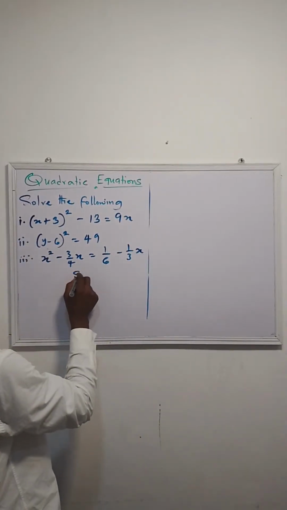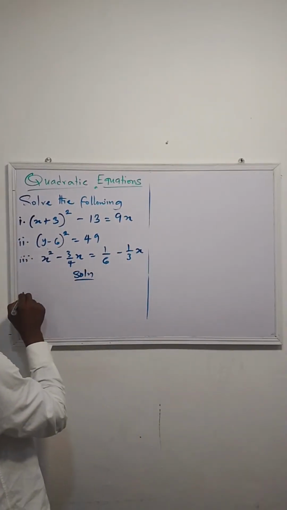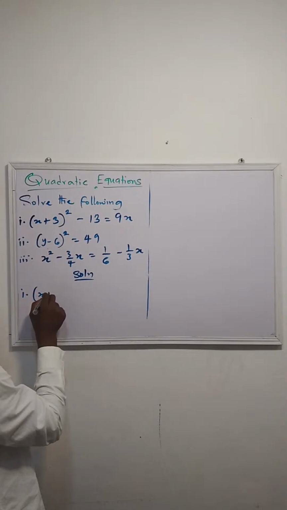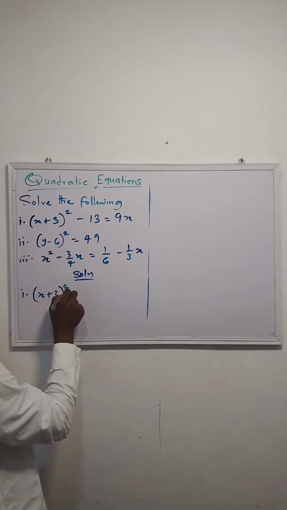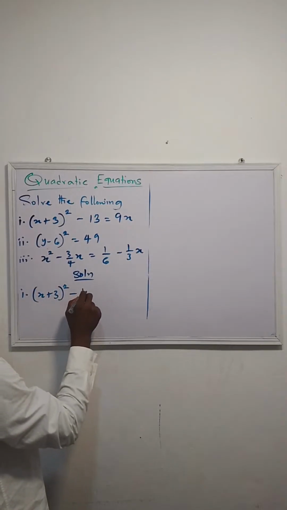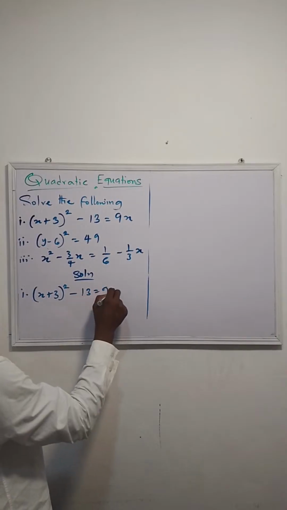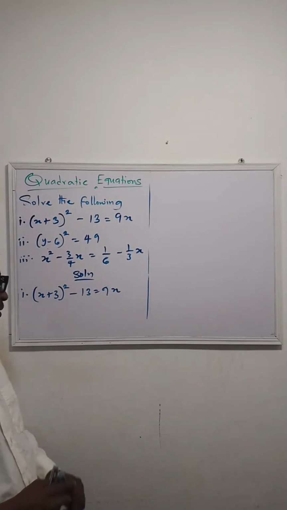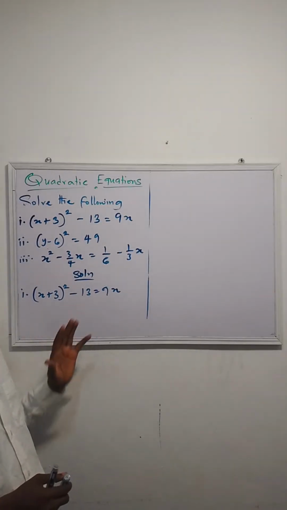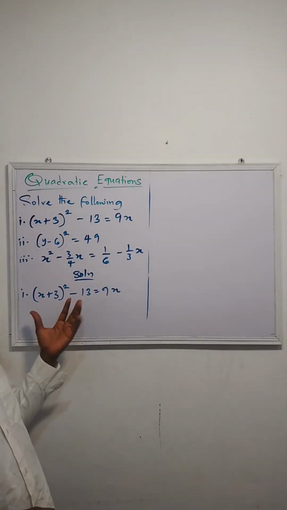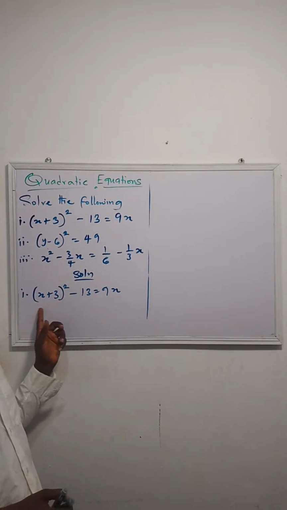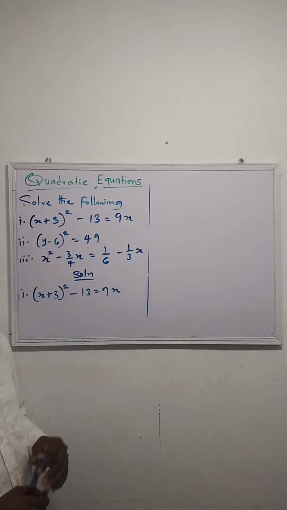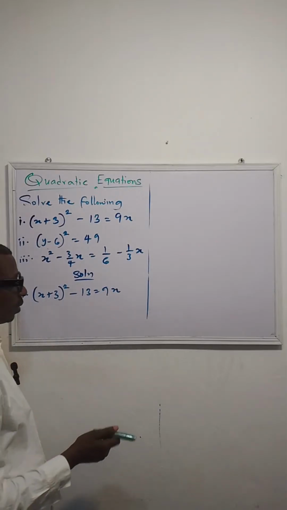Now let's look at the first question. We have (x plus 3) raised to the power of 2 minus 13 equals 9x. Can we all see this question? So how do we solve this? When you look at this equation, you can see we have something we need to expand. So let's do the expansion here.